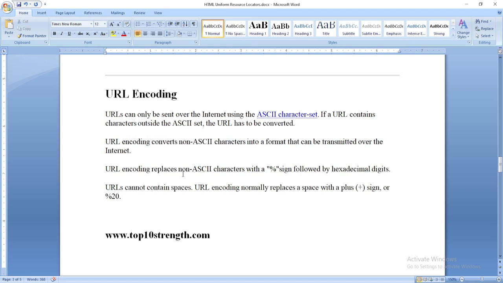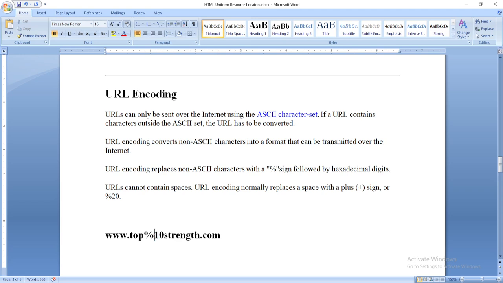So URL encoding replaces non-ASCII characters with a percentage sign followed by hexadecimal digits. That is, let's say for instance this one symbol is not among the ASCII, so it's going to replace it with a percentage sign and the hexadecimal value of it.